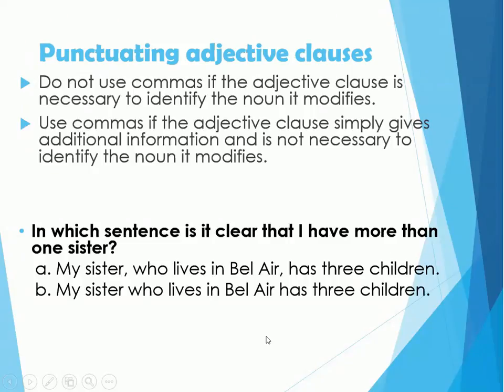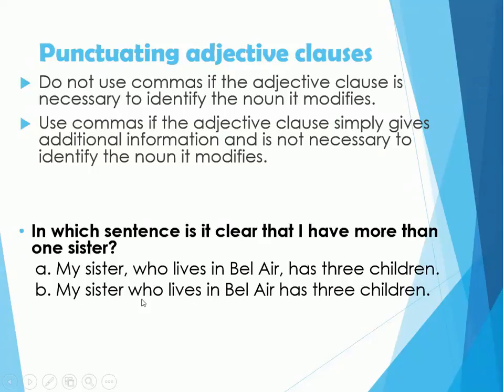Punctuation. Do not use commas if the adjective clause is necessary to identify the noun it modifies. Use commas if the adjective clause simply gives additional information and is not necessary to identify the noun it modifies. In which sentence is it clear that I have more than one sister? Let's see. Sentence A. My sister, who lives in Bel Air, has 3 children. Sentence B. My sister who lives in Bel Air has 3 children. Well, it's obvious that letter B is clear that I have more than one sister.